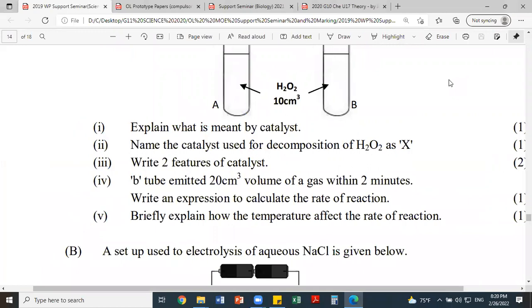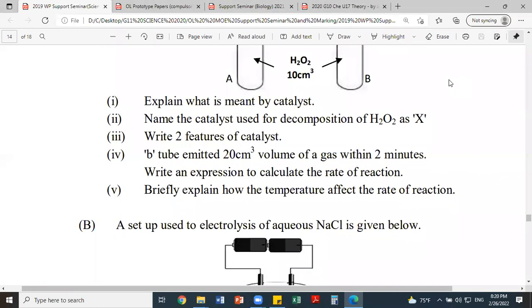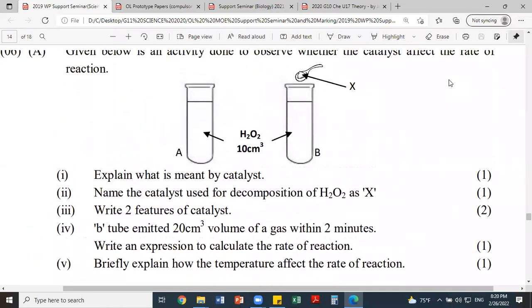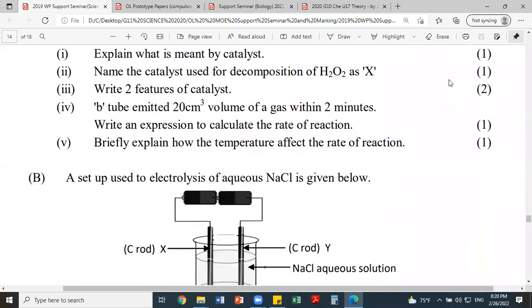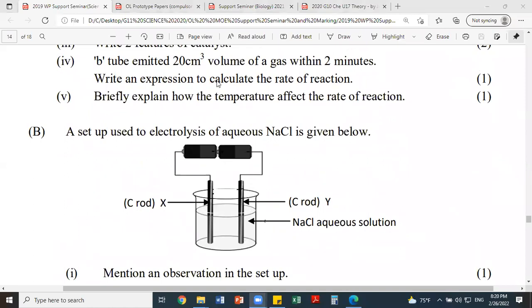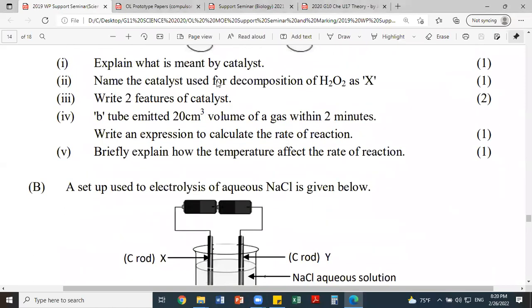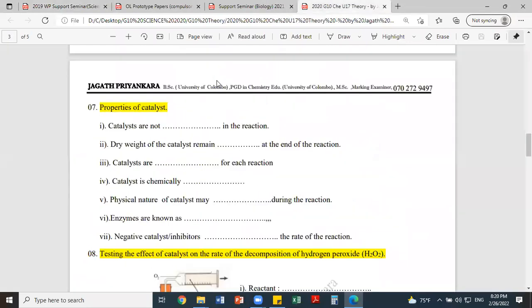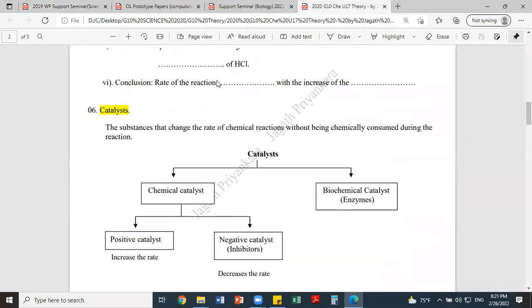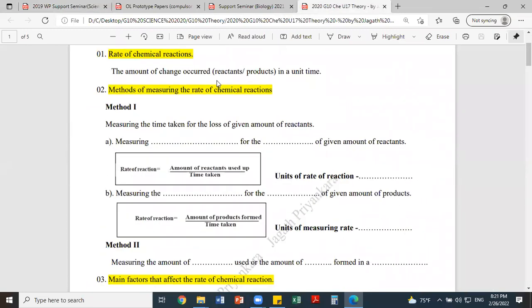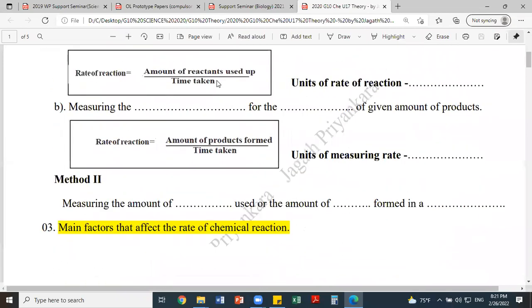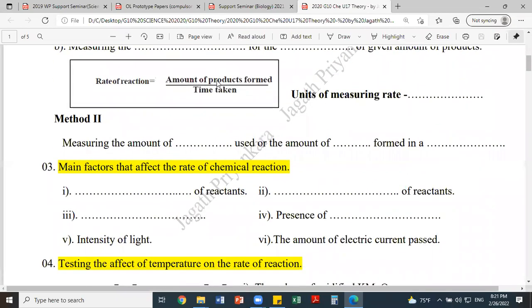Okay. Next one, number 4. Tube B emitted 20 cubic centimeters volume of gas within 2 minutes. Write an expression to calculate the rate. So how to write the expression to calculate the rate here? Again, look at the theory I have given in chapter 17. The expression for the rate of the reaction: rate of reaction you can write as amount of products formed over time taken.